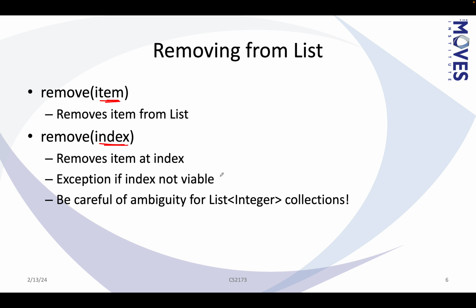And if the index isn't viable, what does that mean? If I only have 5 items and I say remove the item at index 5, then it does the same thing as you would with an array. In other words, and this is why the zero-based indexing is so screwy, if I have 5 things, I say remove the 5th thing, there is no 5th thing, so I'll get an exception.